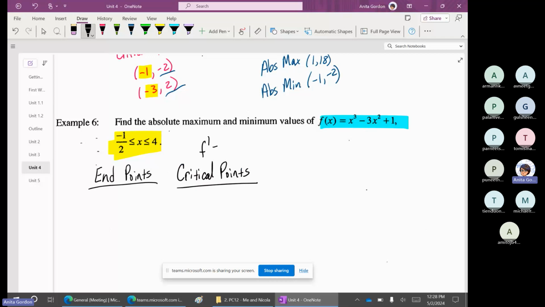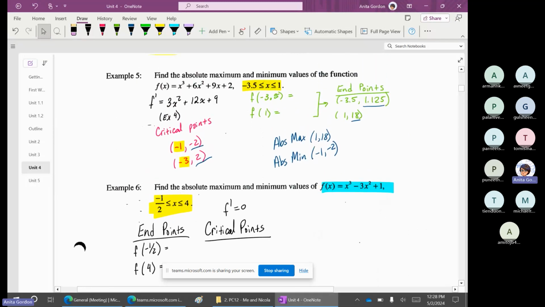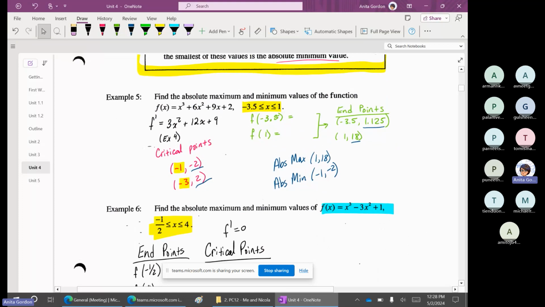Critical points is where f prime is 0, and endpoints is just f of -1/2, f of +4, based on the interval they gave us. Yes, sir. What were the other 2 points that we didn't get? The other 2 points would be a change of directions or local max and mins.